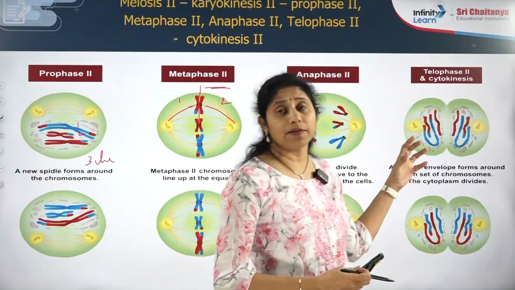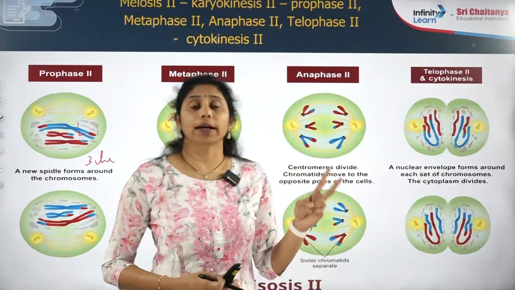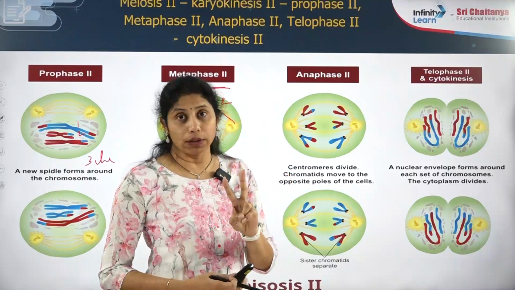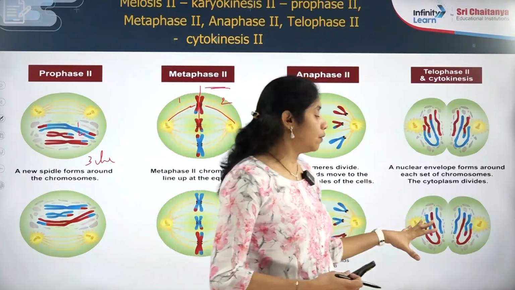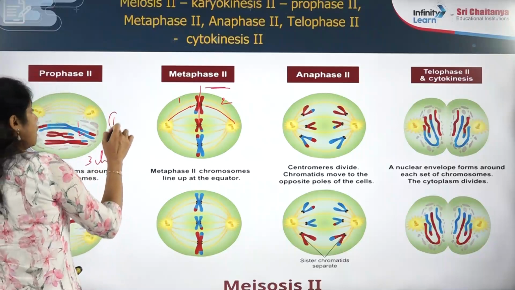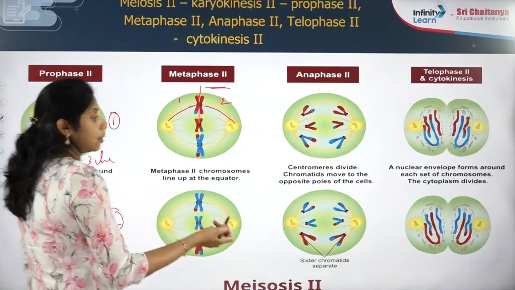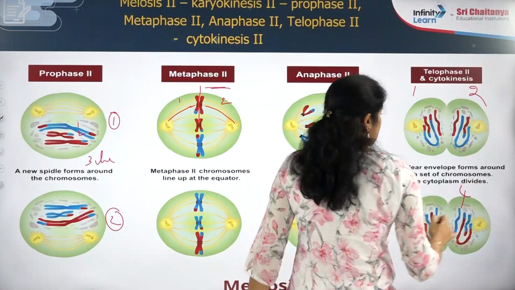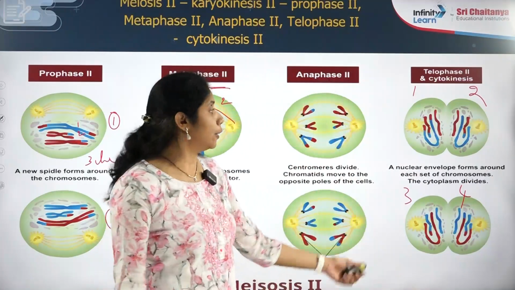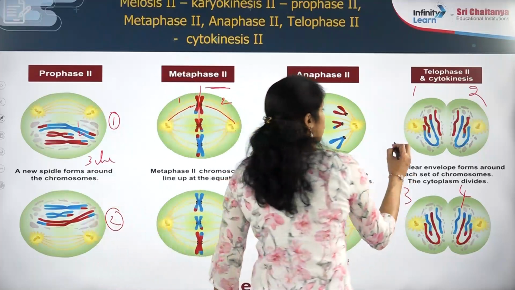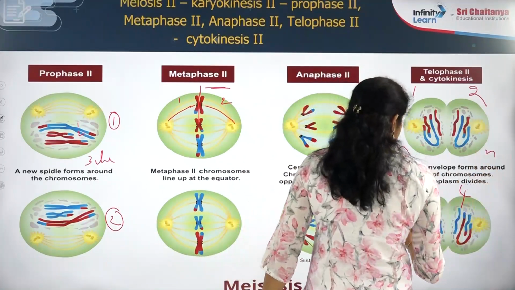So ultimately, as we have 2 daughter cells at the end of meiosis I, meiosis II will be performed for those 2 daughter cells, and by the end of meiosis II, we will be getting 4 daughter cells. You can see that this is one cell, this is the second cell, and ultimately we are getting 2 cells here and 2 more cells here. So by the end of meiosis II, we are getting the 4 daughter cells, and all these 4 daughter cells are haploid in nature.